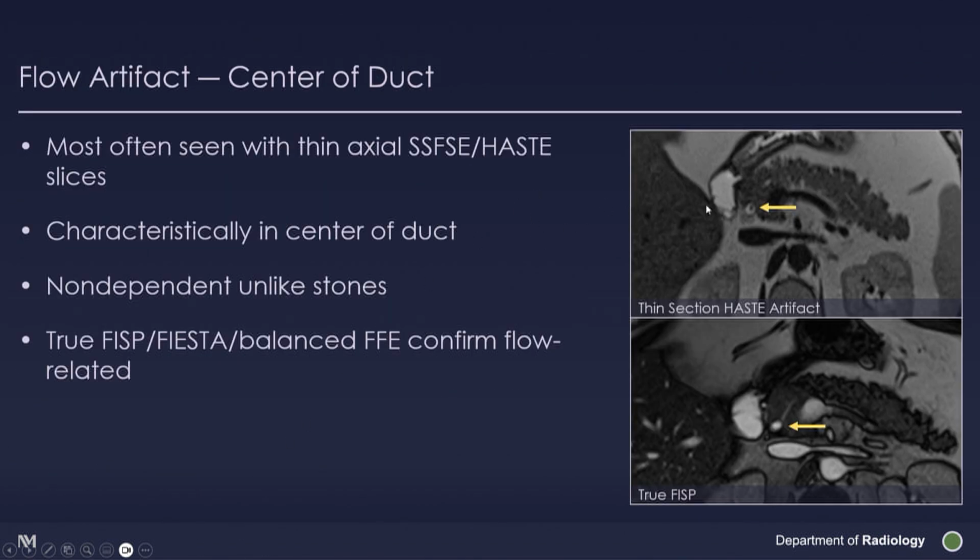Another pitfall, when we first started doing this, I had to reach out to friends to figure out what it was. On the thin section HASTE images, or single shot fast spin echo images, in the center of the duct, you see this low signal intensity abnormality. We don't have to routinely do TrueFISP, but this nicely illustrates that you don't see it on the TrueFISP images. And why is that? It's because it's flow related. So it's seen non-dependently, in the middle of the duct, especially on the thin slices.